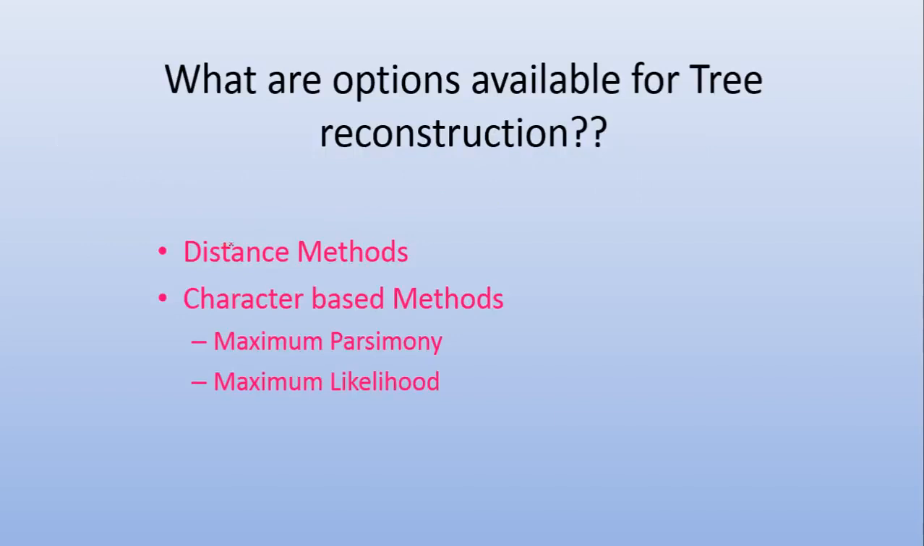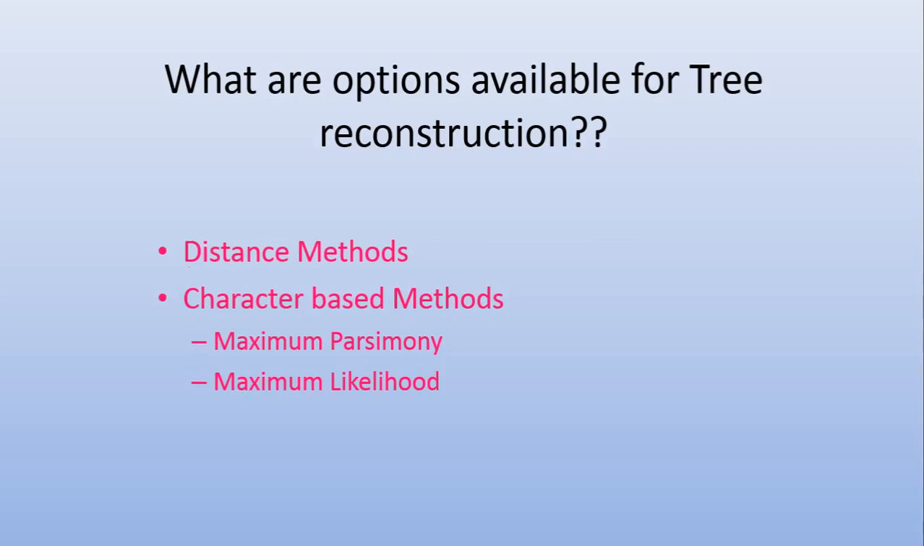Now let us first try to summarize the different options that are available for tree reconstruction. Broadly, you can classify the tree construction methods into two categories. The first category is the distance method, and another category is called character-based methods. Under character-based methods, there are two methods available: maximum parsimony and maximum likelihood.